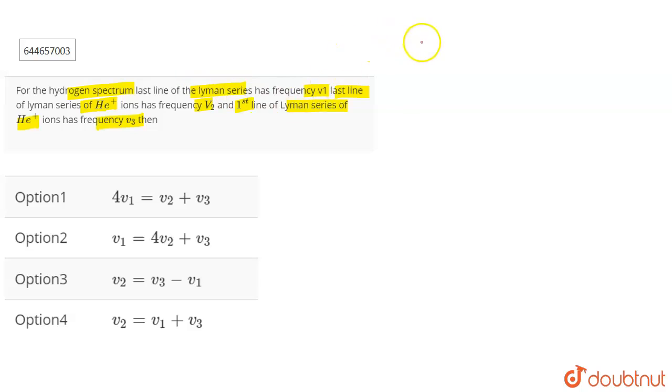So now what do we know? We know the formula that 1 by lambda is equal to the Rydberg constant RH into Z square, where Z depicts the atomic number, into 1 upon N1 square minus 1 upon N2 square. N1 and N2 are the states of transition. The transition happens from an N1 state to an N2 state.